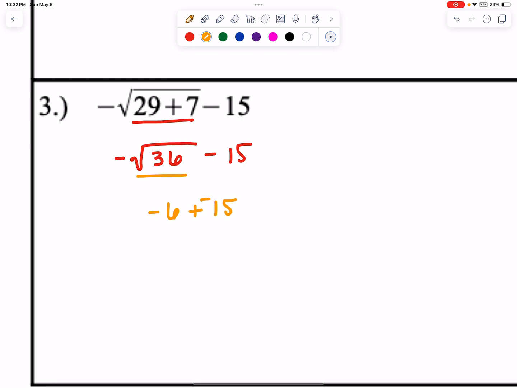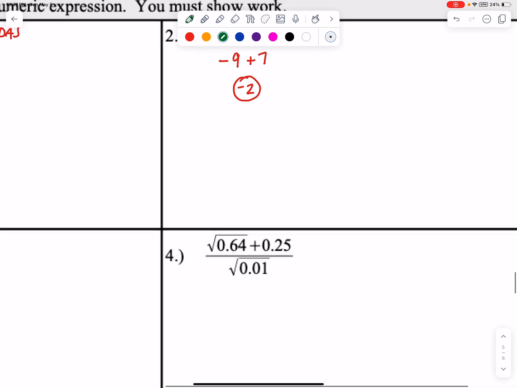I'm going to KFC that real quick. Same signs, add and keep. So 15 plus 6, keep it negative. And we have negative 21 as a final answer. Okay. All right, let's head to this one.